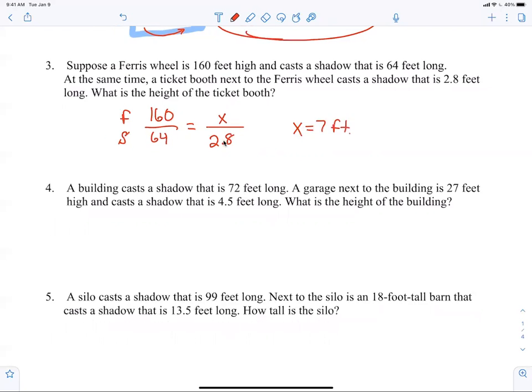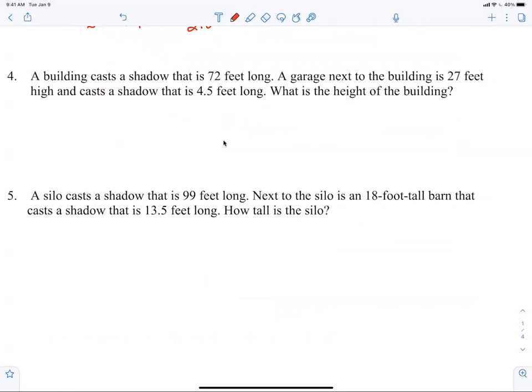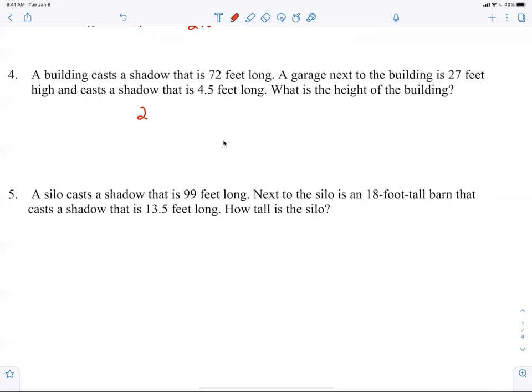Okay, next, number 4. Keep it up, Maggie. So I did 27 over 72. Hold on a second. 27 over 72. And what's 27 and what's 72? 27 is the height of the building, yep, and then 72 is the shadow.